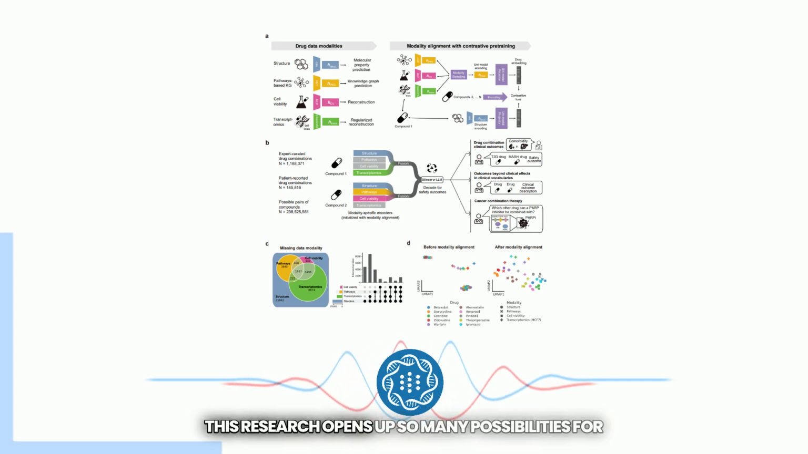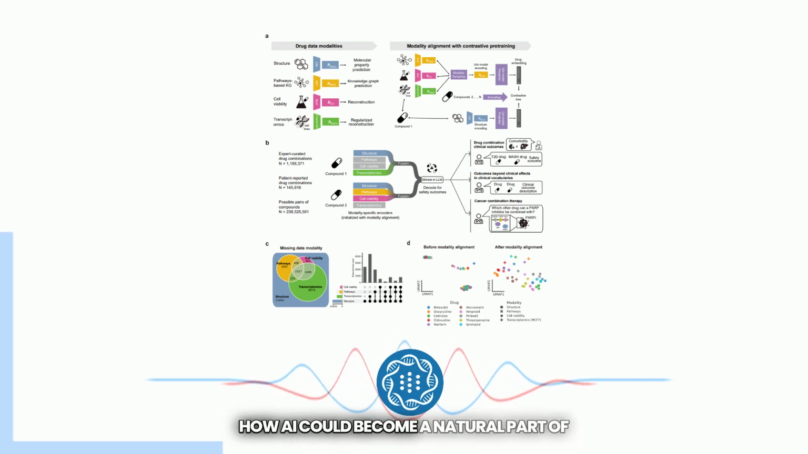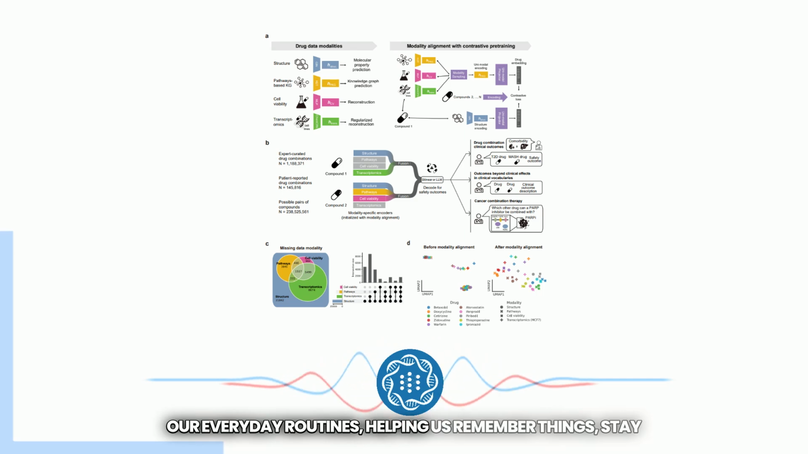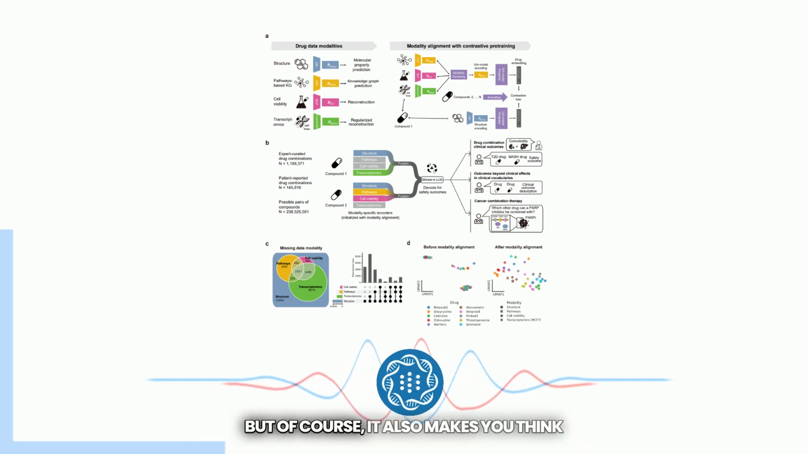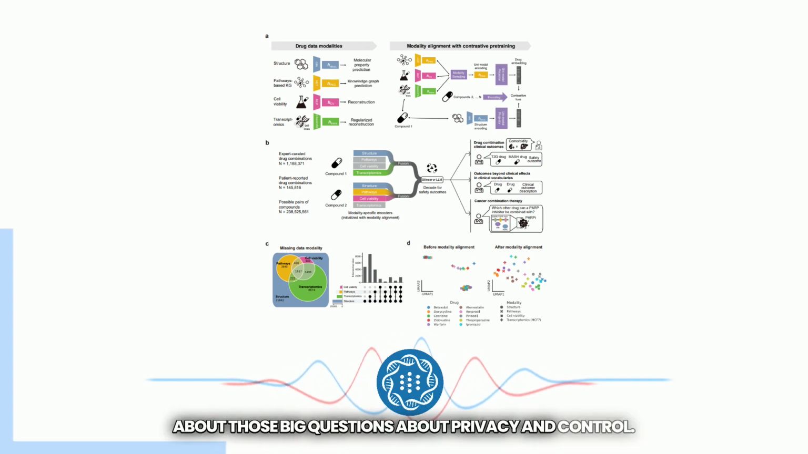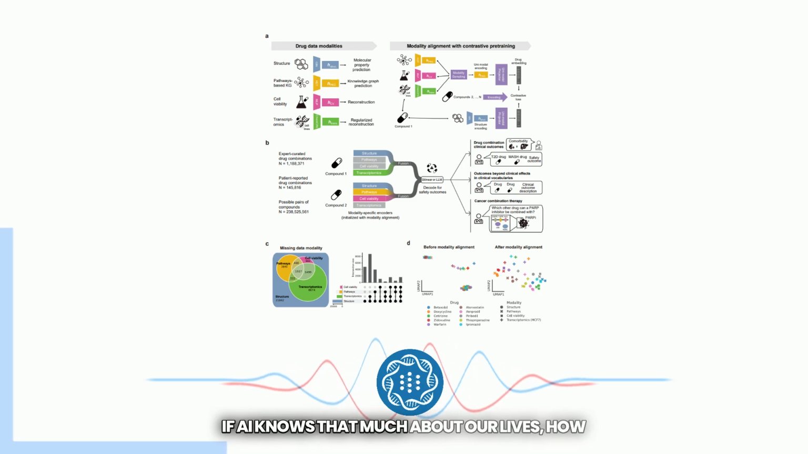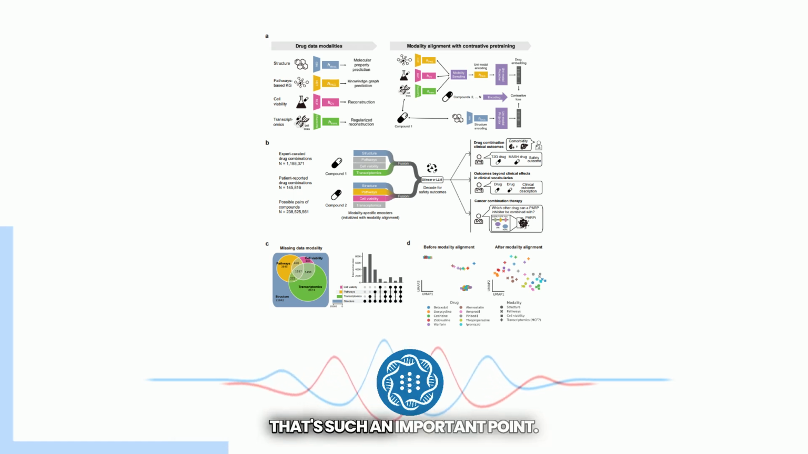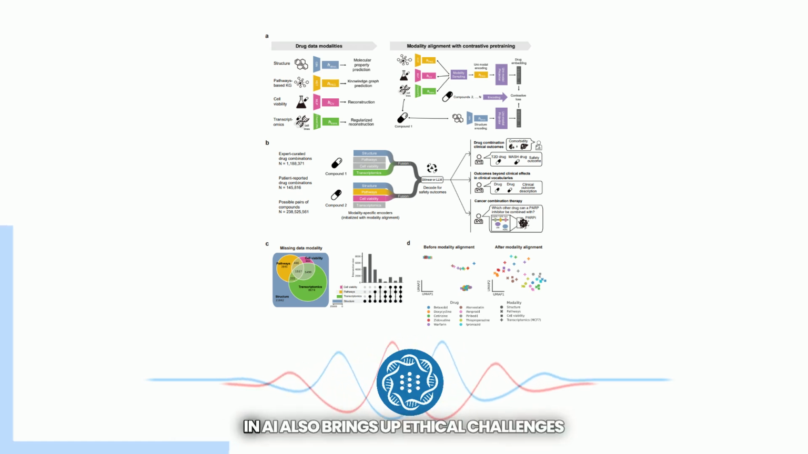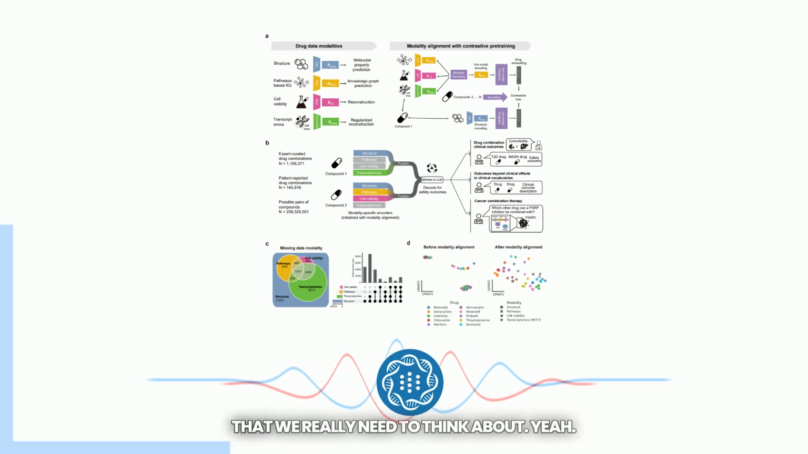Exactly. This research opens up so many possibilities for how AI could become a natural part of our everyday routines, helping us remember things, stay organized, maybe even make smarter decisions. But of course, it also makes you think about those big questions about privacy and control. If AI knows that much about our lives, how do we make sure it's used responsibly and ethically? That's such an important point. It feels like every amazing step forward in AI also brings up ethical challenges that we really need to think about.